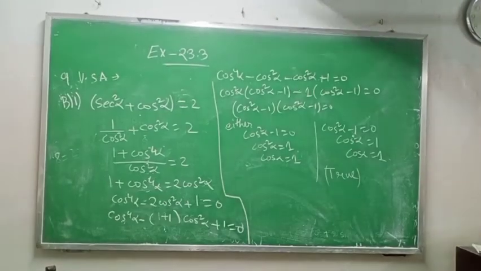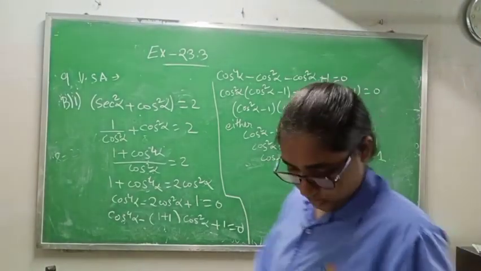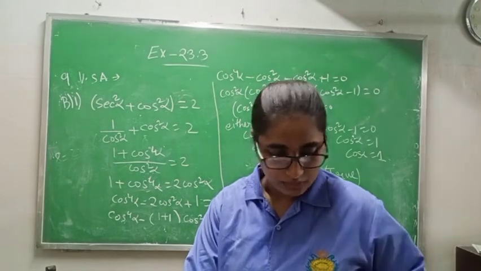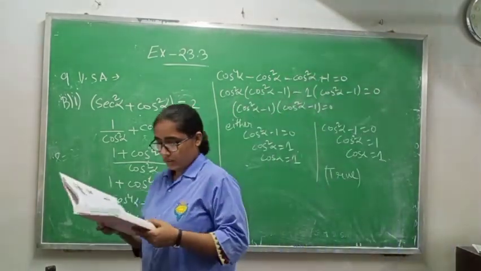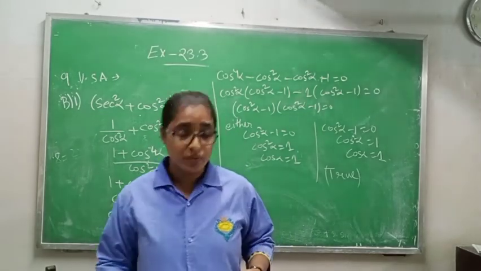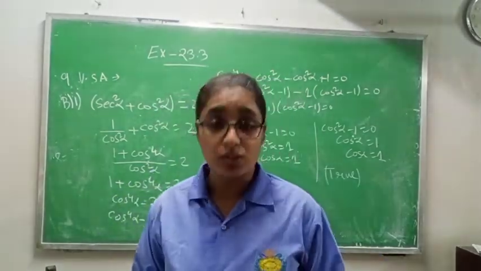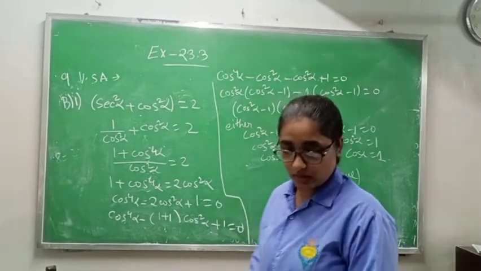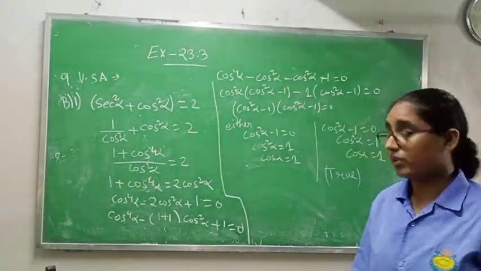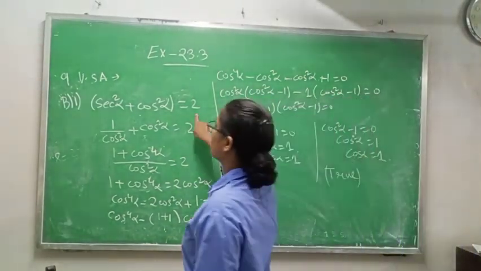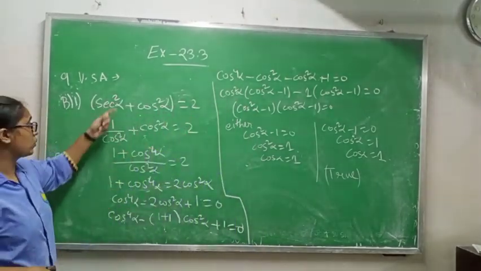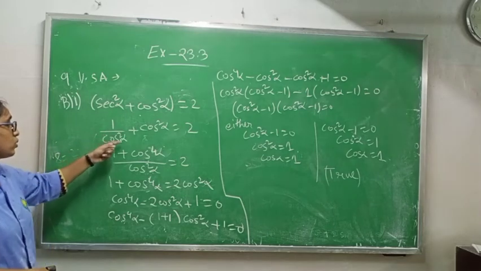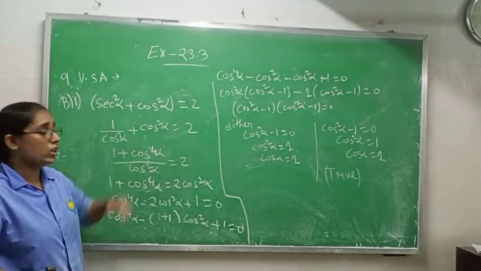Copy this one. Now see class 10, true false. If 0 degree is less than or equal to alpha is less than 90 degree, then the least value of sec square alpha plus cos square alpha is 2. Means you have to solve this one, sec square alpha plus cos square alpha. Then sec alpha is nothing but 1 by cos alpha. Since we have square, I have to give square. 1 by cos square alpha plus cos square alpha equals 2.